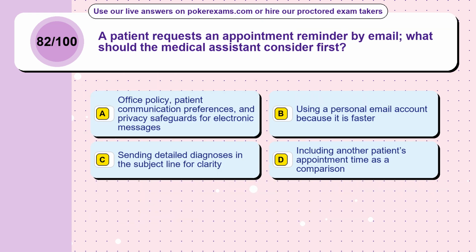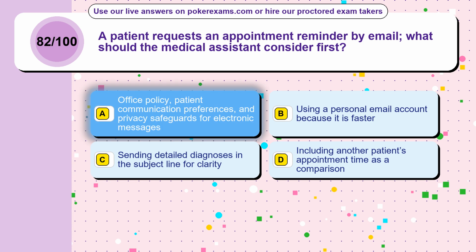Question 82. A patient requests an appointment reminder by email. What should the medical assistant consider first? Option A, office policy, patient communication preferences, and privacy safeguards for electronic messages. Option B, using a personal email account because it is faster. Option C, sending detailed diagnoses in the subject line for clarity. Option D, including another patient's appointment time as a comparison.